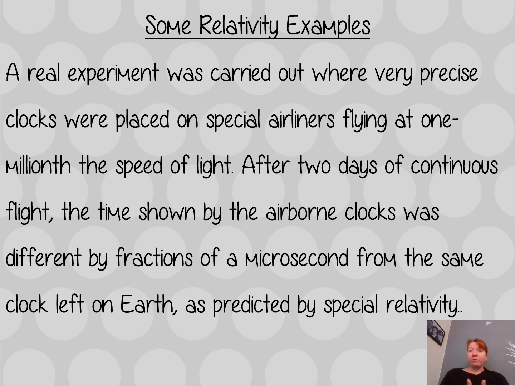A very real experiment was carried out doing this. They took very precise clocks. Precise means very exact. And they put them on special airliners that were flying at 1 millionth of the speed of light. And they flew around for 2 days continuously without stopping. And the time that was on the clocks was different to the time that was left on Earth. And this is because relativity told us that this is what would happen. This is how it is.